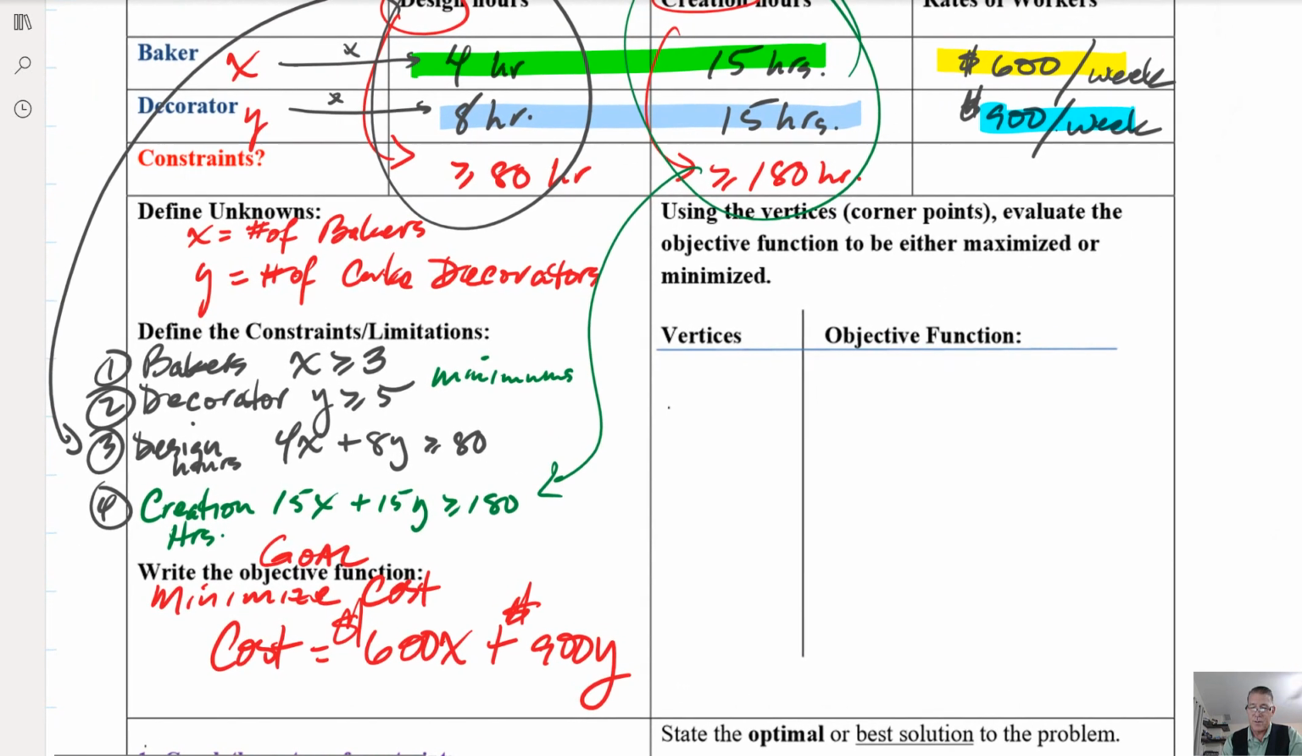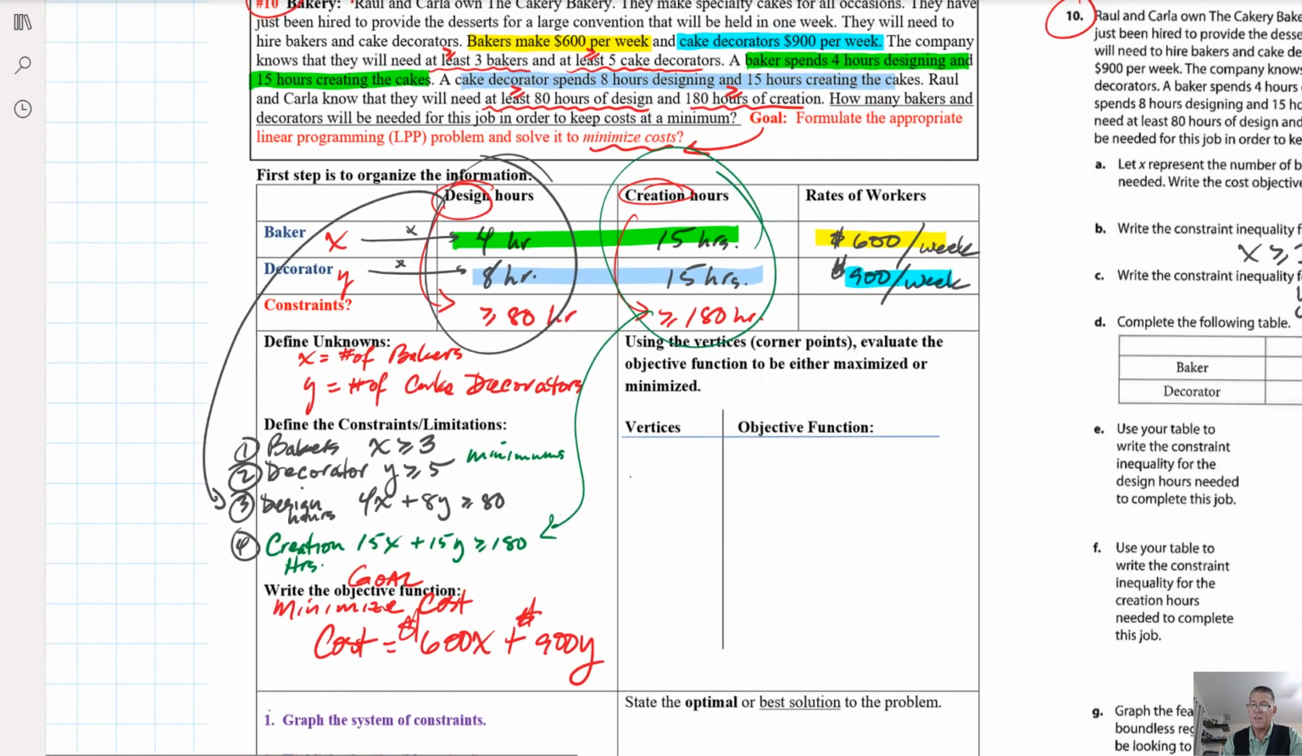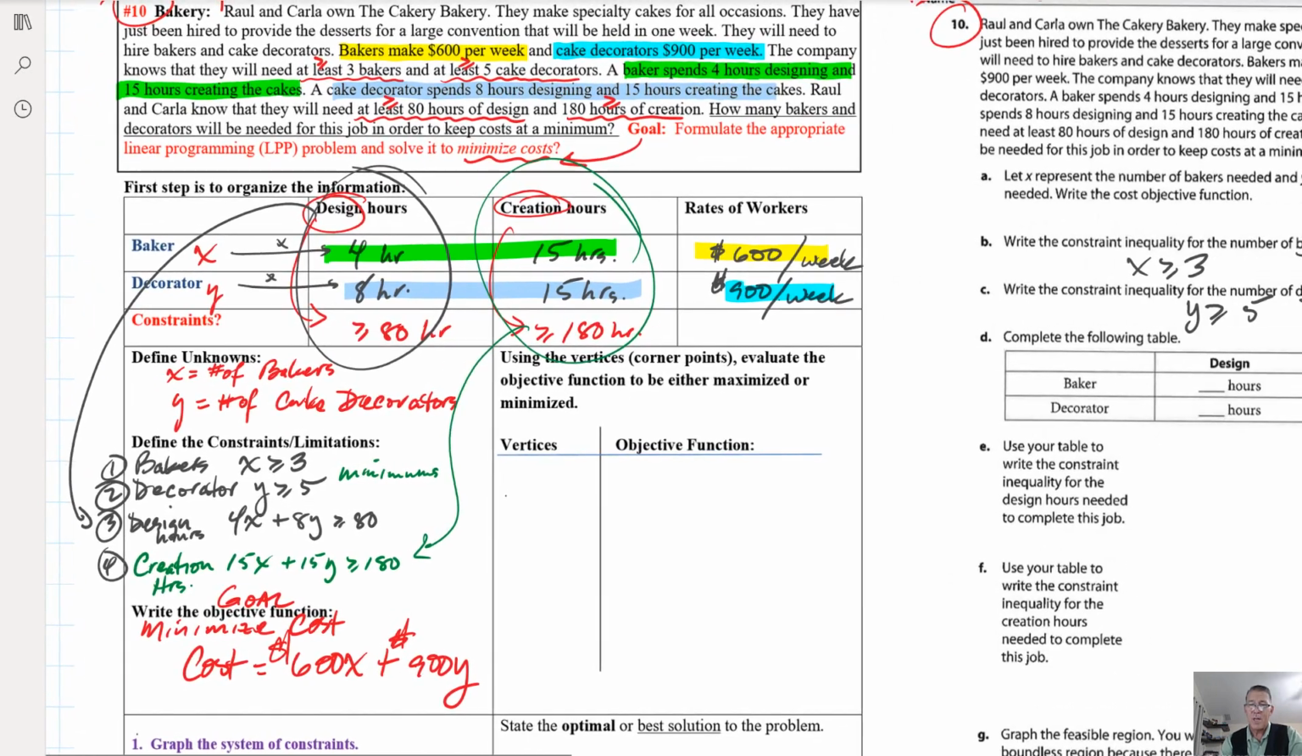So now all we need to do is graph the system of constraints, find the feasible region, find the corner points, and then optimize the problem. And remember, we're trying to minimize the cost here because we're dealing with the cost in this problem. We know that to employ the bakers and decorators is obviously going to cost the company a lot of money, because each baker makes 600 per week, and each cake decorator makes 900 per week. All right, and we want to minimize that because we want to maximize profit. So you always minimize costs in order to maximize profit in the long run.